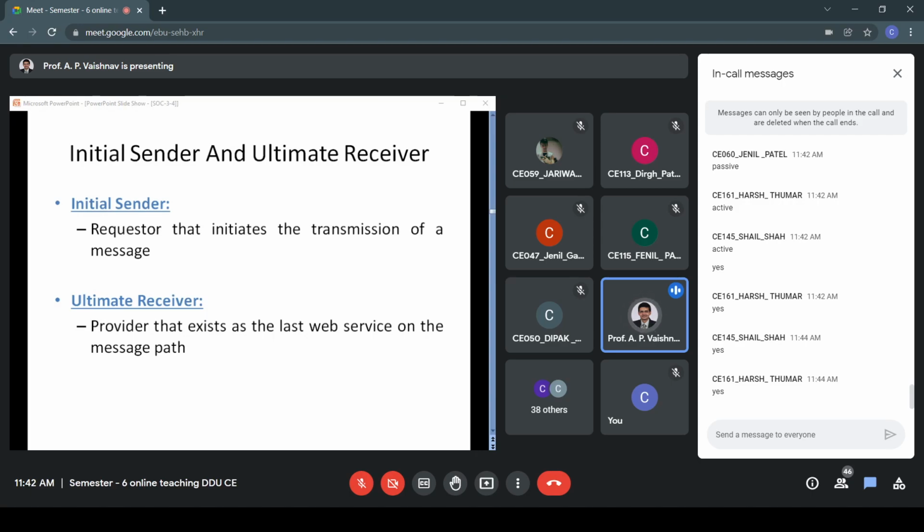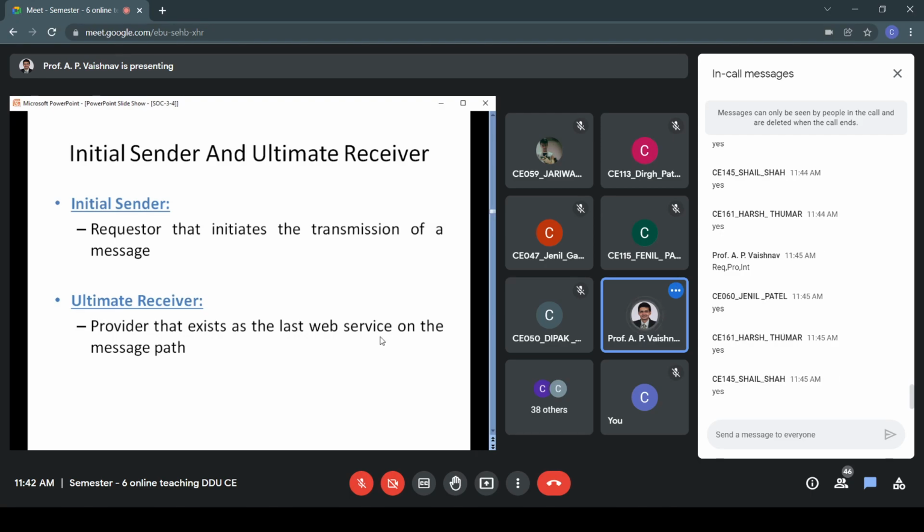Yes, we can have 3 types of roles. What are those roles? Yes, we can have requesters in between, we can have providers in between, and we can have intermediaries. Is it clear or not? So how many total roles are possible? That will be my last question, then we'll stop. How many total roles are possible for a service? Total 5, correct. Requester, provider, if you take active and passive as 1, that is 3, and then initial sender and ultimate receiver.